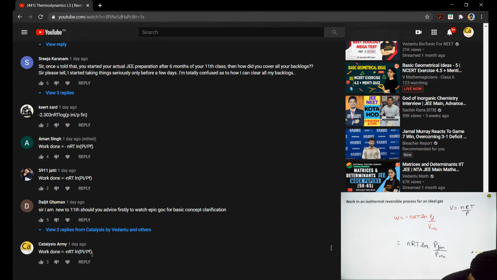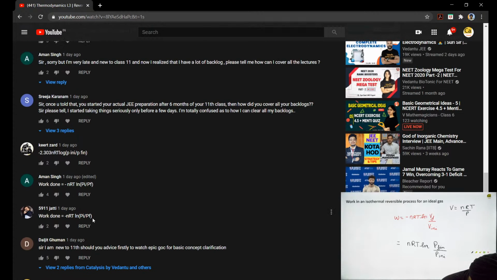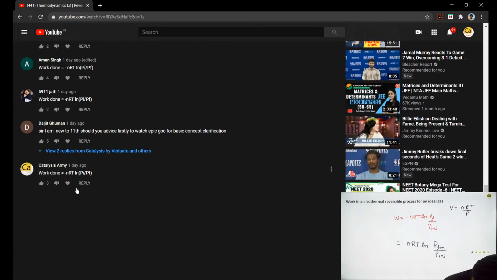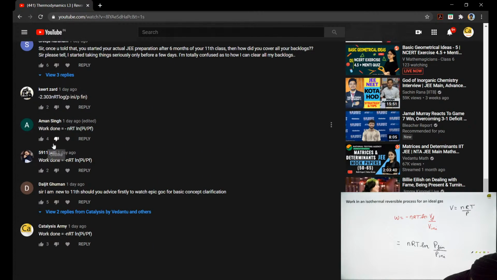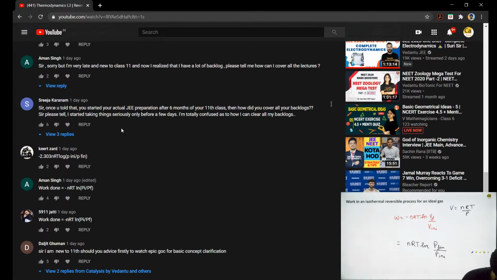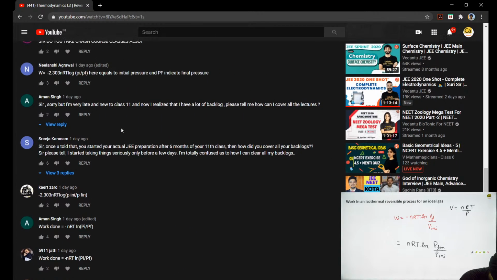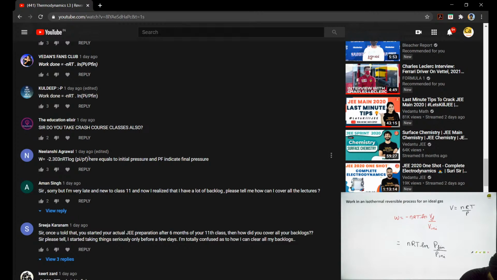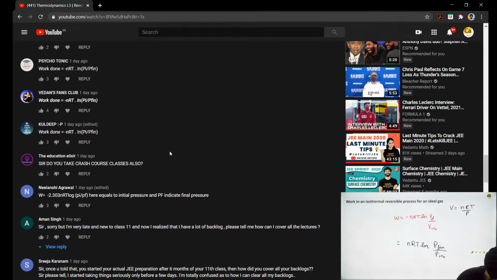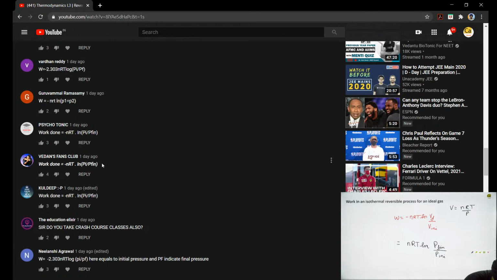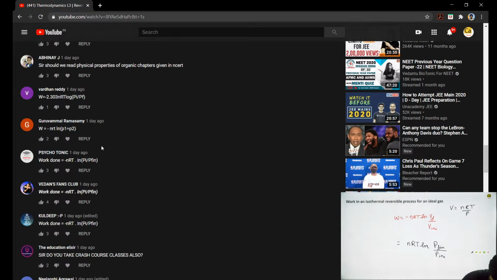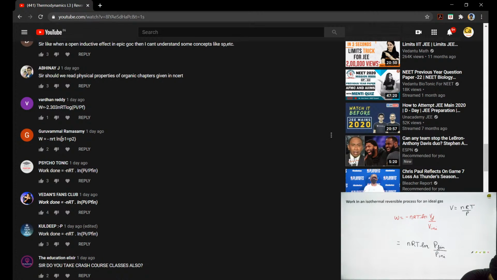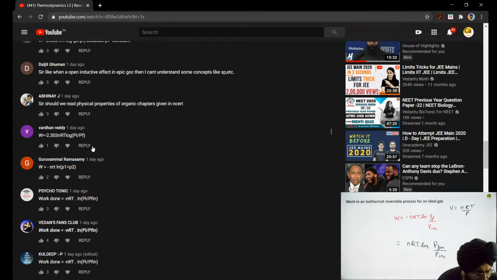Minus nRT P initial by P final, absolutely correct. Minus nRT ln P initial by P final, correct. So Catalysis Army has given the correct answer. Jatti has given the correct answer. Aman, correct. Keert, yes, that is correct. Very nice. Shrija, I'll talk about that towards the end of the class. Please remind me if you are there in the class today. Nilanshi, absolutely correct. Education Elixir, I have taken a lot of crash course type classes on the channel itself. Kuldeep, correct. Vedant's fan club, very good job. Psychotonic, interesting name. Yeah, correct. And yes, Guru Vammai Ramaswamy, I hope I'm pronouncing your name correctly.